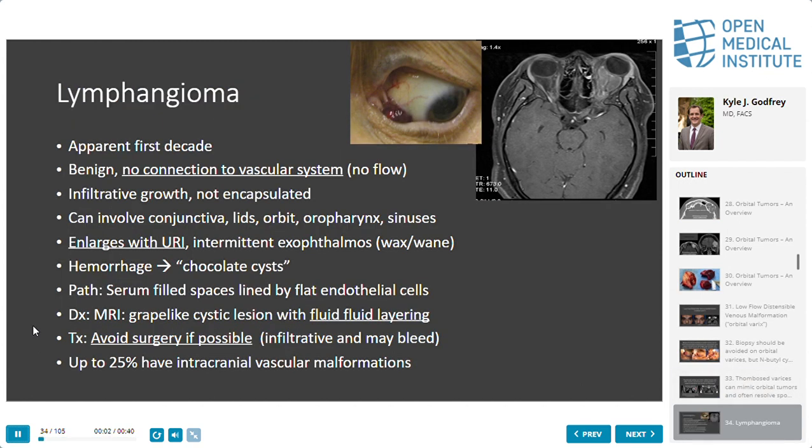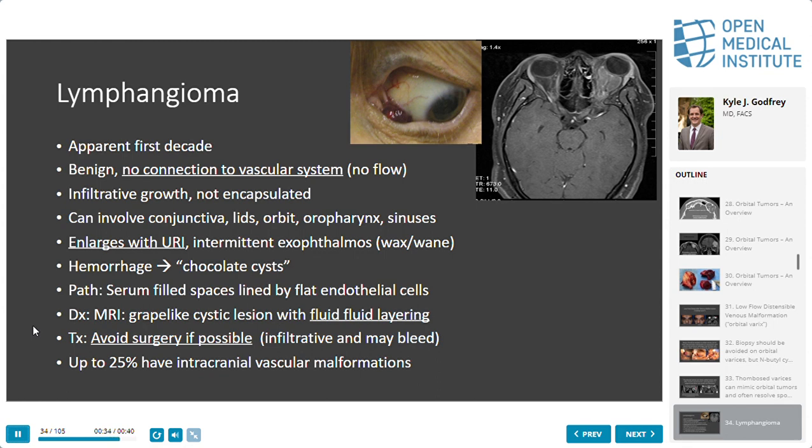Lymphangiomas you'll see commonly in children. These may present with upper respiratory infections. They really have no flow within them, but they're based largely on a lymphatic network of tissues that, when a patient has a URI or some sort of reactive inflammatory immune process, these things may grow and expand in size. They can bleed within them, forming these chocolate cysts. And on MRI, we'll demonstrate a similar fluid layering pattern. And similar to most of our vascular lesions, if we can avoid surgery on these, we always want to do so unless they're producing a functional deficit.